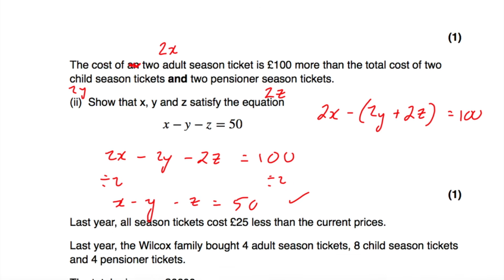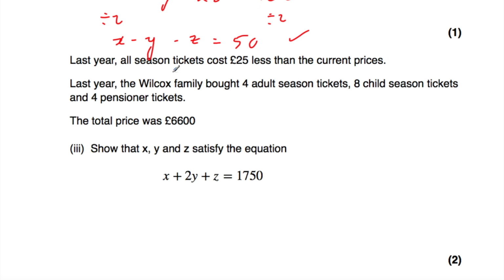Okay, and then if we go on down, we're told that last year all season tickets cost £25 less than the current prices. And we're told last year the Wilcox family bought 4 adult season tickets, 8 child season tickets, and 4 pensioner season tickets, and the total cost was £6,600. And we've been asked to show that x, y, and z satisfy the equation x plus 2y plus z equals 1,750. Okay, so last year the season tickets were £25 less than the current price.